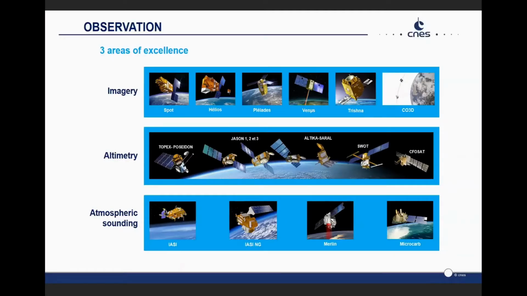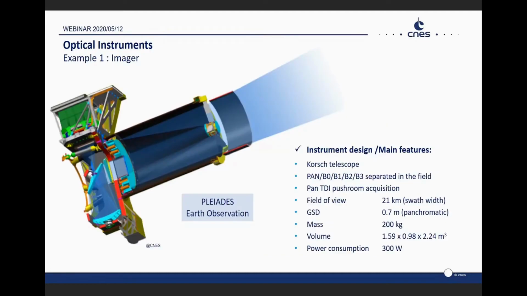First, observation. We developed a generation of satellites that guarantee continuity of service. Every day you use images from Spot 5 or Pléiades in Google Earth. We can just remember Pléiades, which is the famous one actually operating, in the middle top of the slide. Next slide presents a 3D view of the payload here.